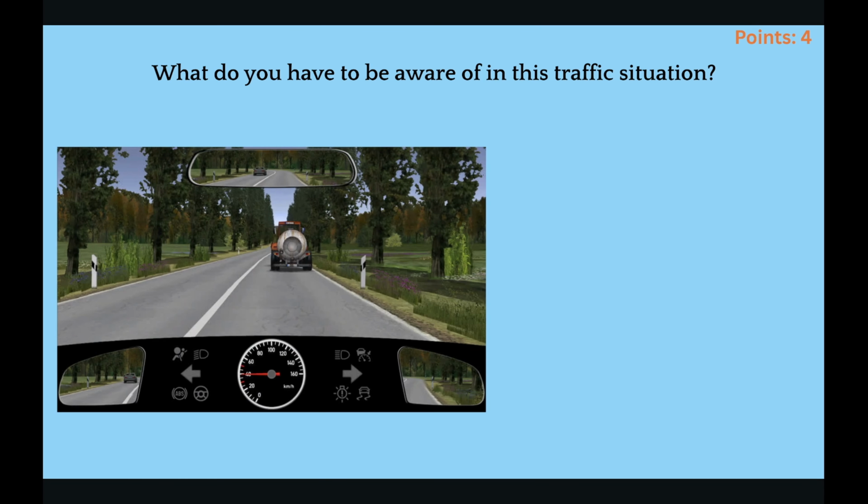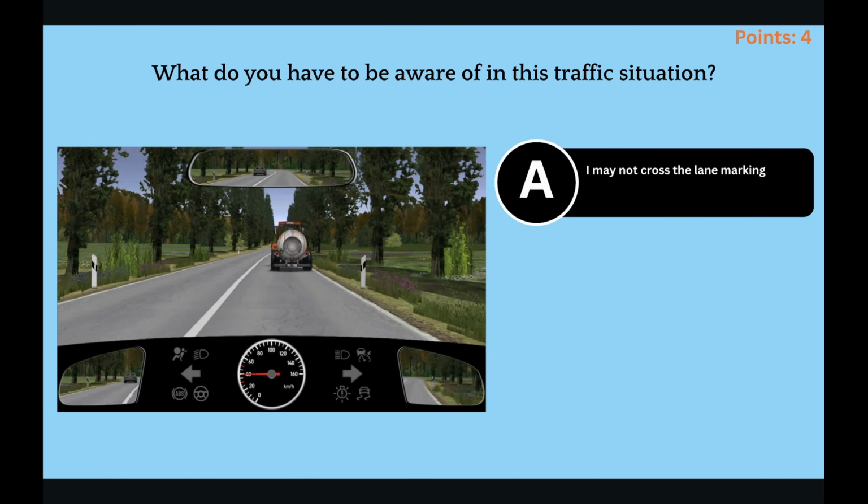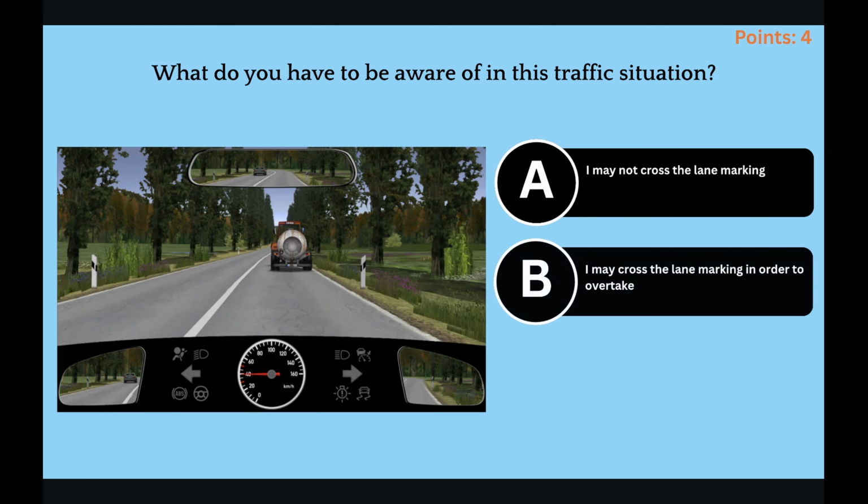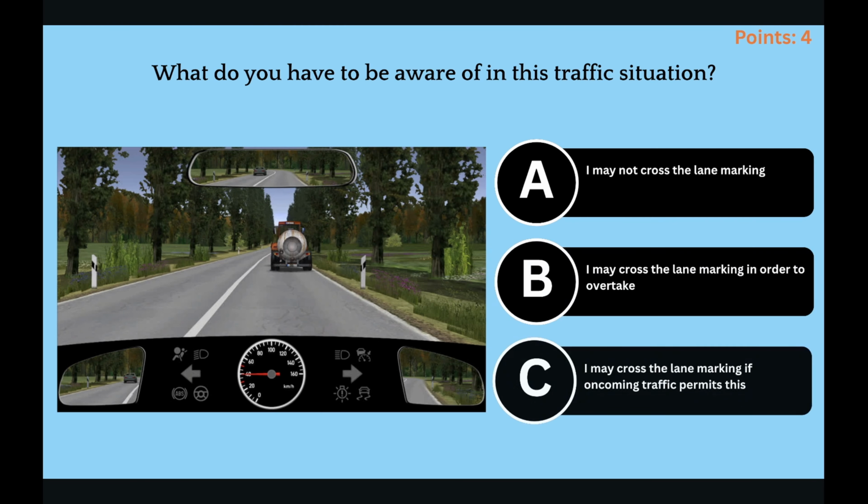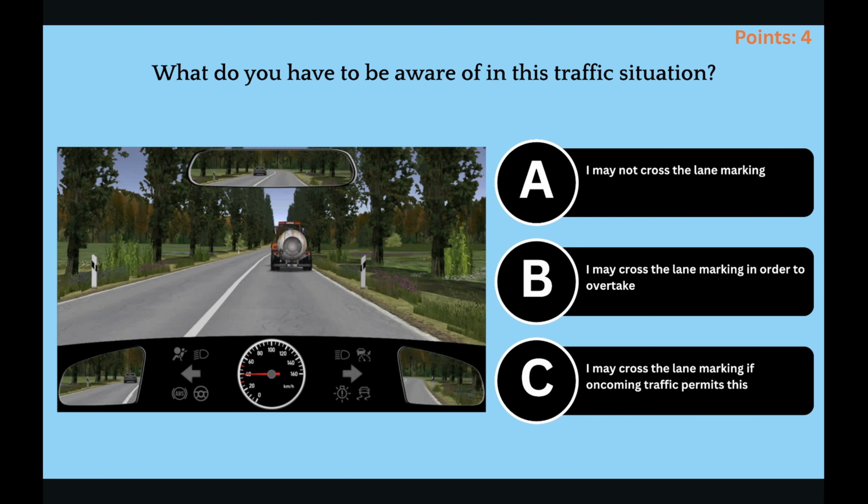What do you have to be aware of in this traffic situation? A. I may not cross the lane marking. B. I may cross the lane marking in order to overtake. C. I may cross the lane marking if oncoming traffic permits this.